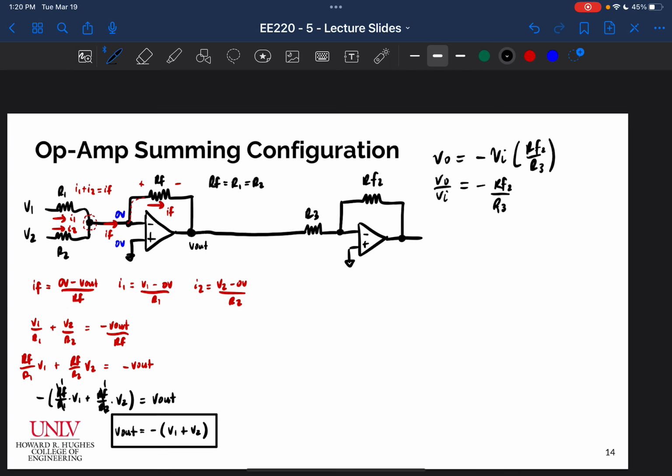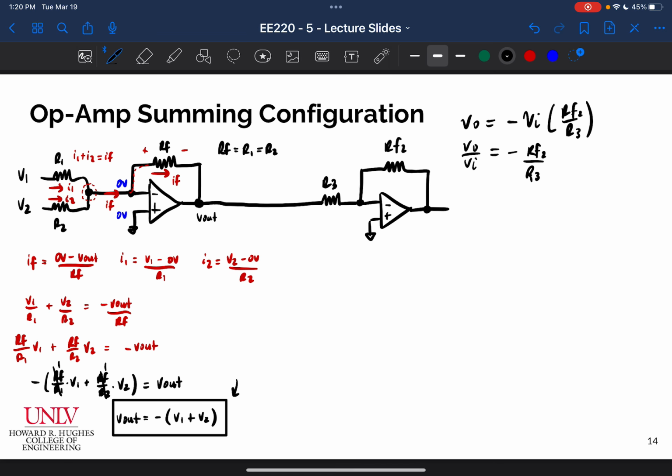If I want to get a gain of -1 so that I can take this output signal, which is right here, that's my V out that I'm going to pass as my input into my next stage here. If I want to get that to be positive, then I need to multiply it by a gain of -1. So if I want this to be -1, that just means RF2 and R3 need to be the same size.